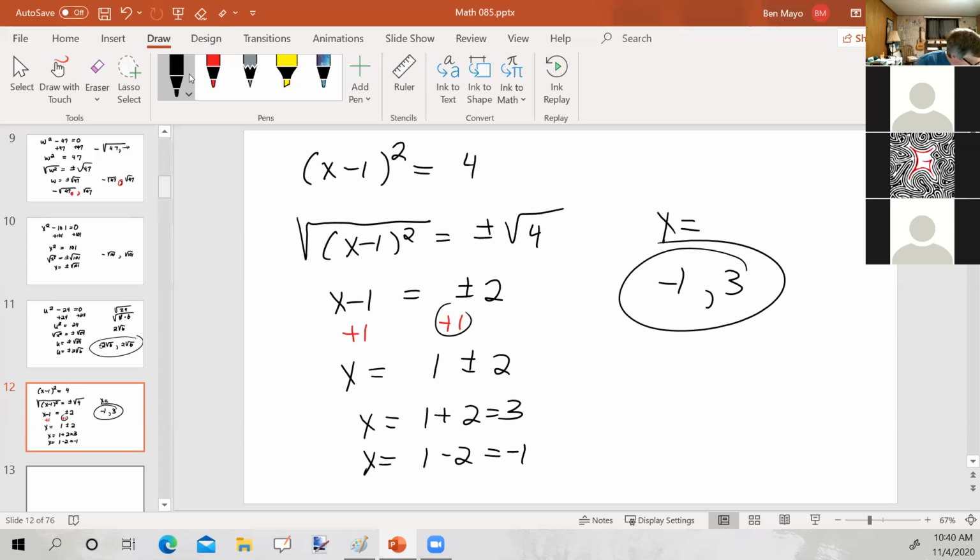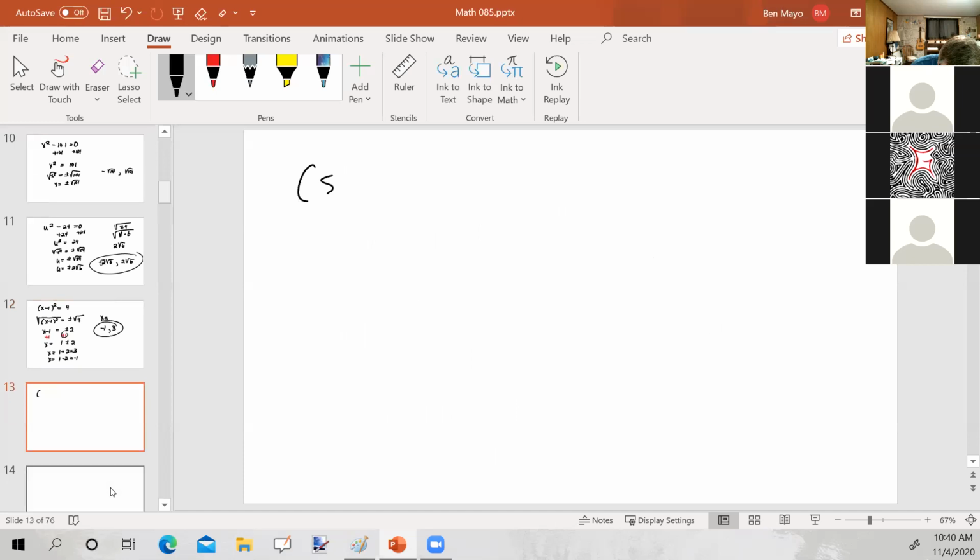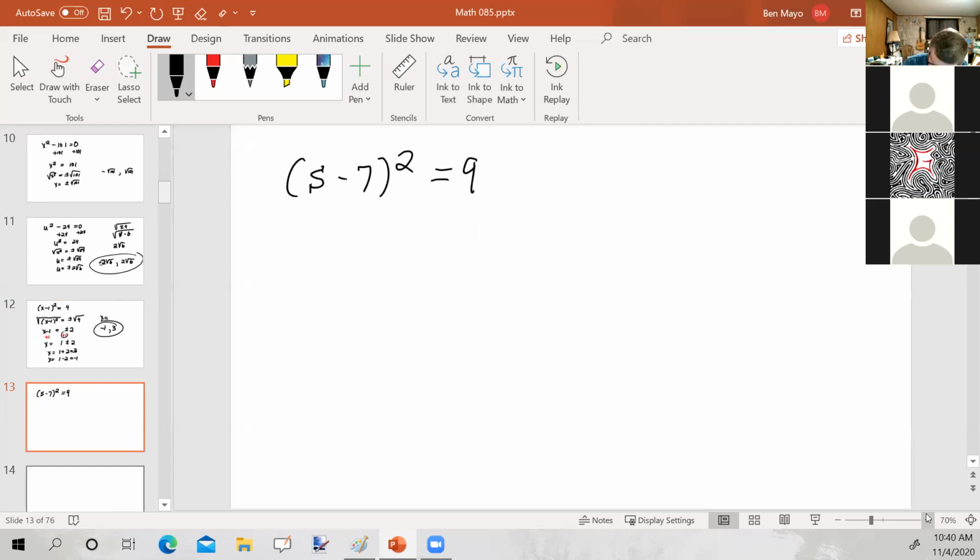All righty. Let's take a look at another one of those. Let's see here. S minus 7, the quantity squared, equals 9. Once again, I have a perfect square containing a variable on the left side of the equation and a constant on the right side of the equation. I will take the square root of both sides of the equation, which gives me s minus 7 equals plus or minus 3.